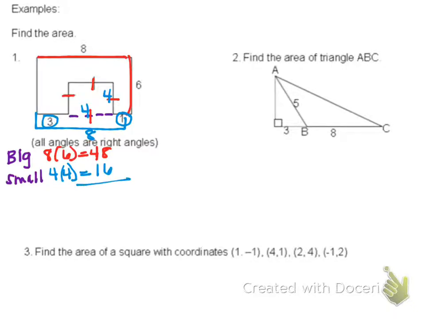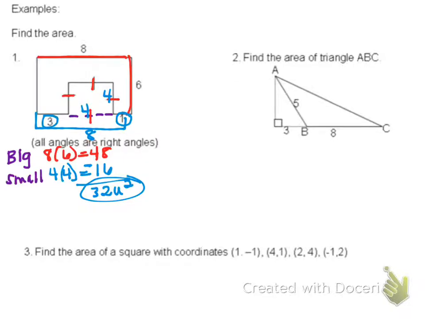So if I want to figure out what's left, I'm going to subtract those. And 48 minus 16 is 32. I'm going to try to get better about putting all the units down. So since we're talking area here, we're going to be units squared. I will probably forget to do that on something.